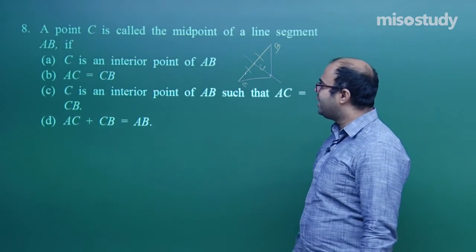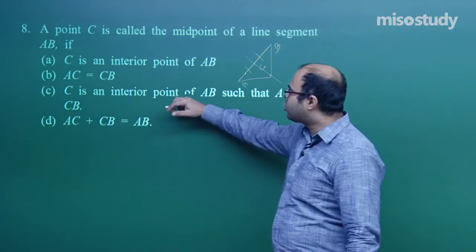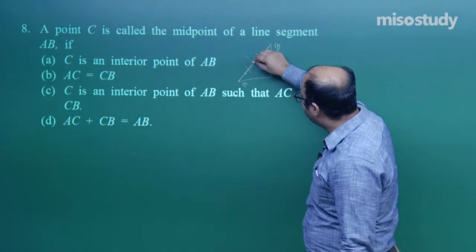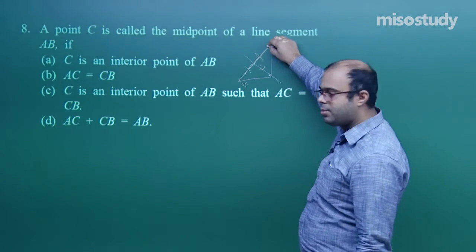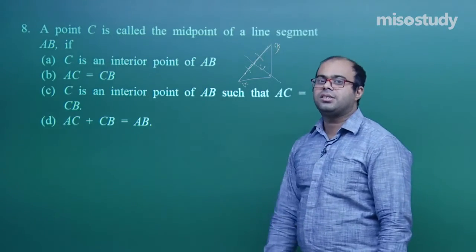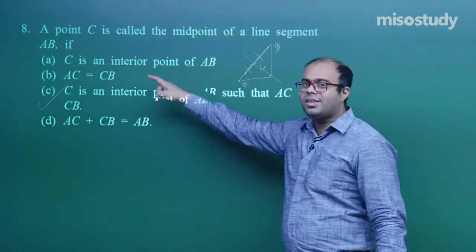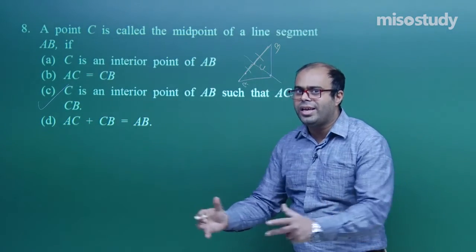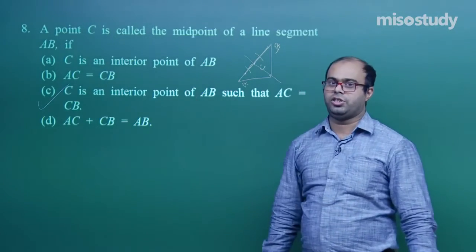Third says C is an interior point of AB such that AC is equal to CB. So, C is a combination of both of them. If we say that AC is equal to CB and also C lies in between AB on the same line, then we say that it is the midpoint of AB. So, this is correct. These both were the necessary conditions, but when both of them are presented together, this becomes the sufficient condition.